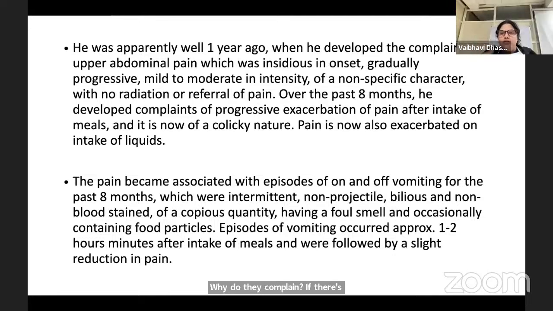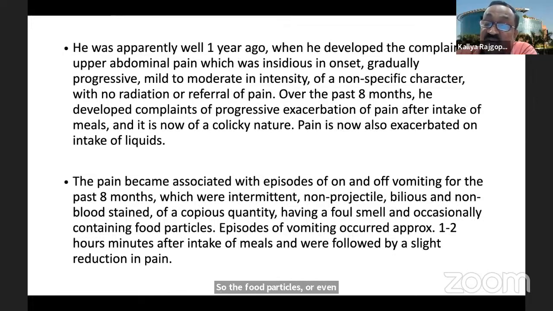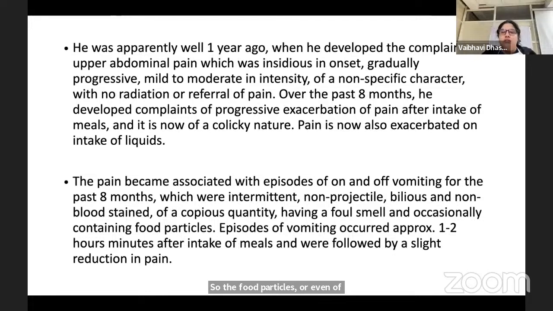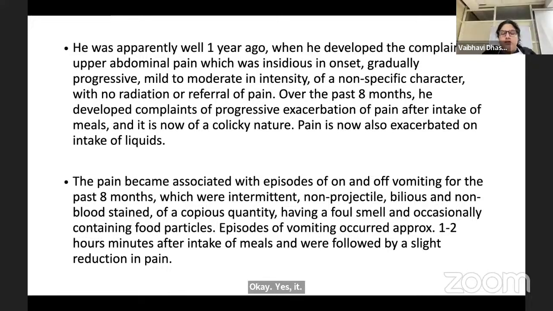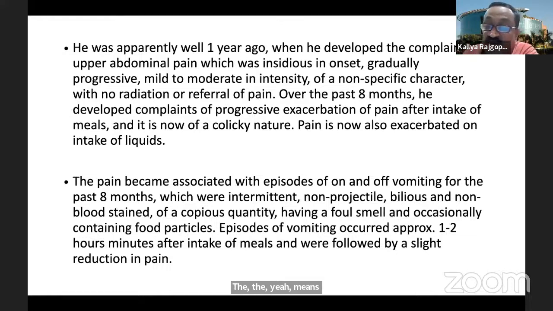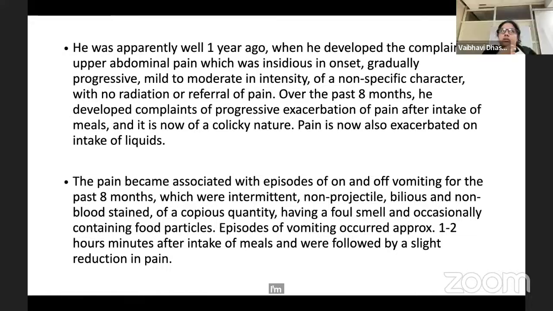The food particles come out even after a few hours after intake of meal, and what he might have eaten the previous day. So in your patient, what is it like? He says it occasionally has food particles, but mostly greenish material comes out in his vomitus. But it is greenish with a foul smell. I'm asking you one important word to come here. What is feculent vomit?